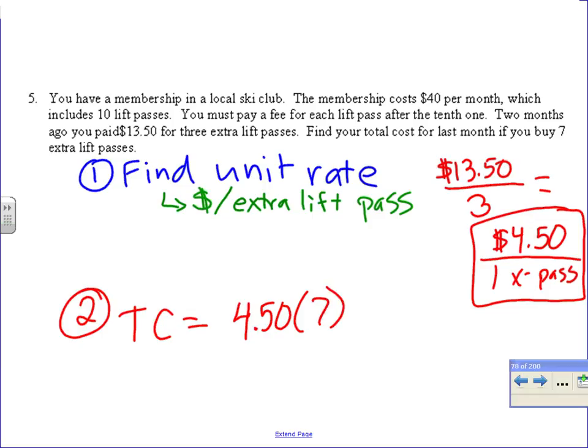$40 is your membership. That needs to be added because that is still part of your total cost. Still your money you're spending. What is the total cost? Should have more than 3 hands. What's the total cost? This is back to the beginning of chapter 1 of simplifying that. Doug?